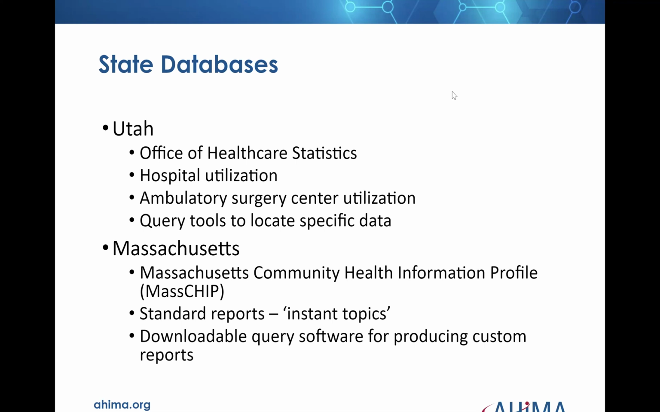They give you different ways of doing it in Massachusetts. The MassCHIP, the Massachusetts Community Health Information Profile. And in Massachusetts, for example, they have instant topics, and these are canned reports where you can click almost like a Business Objects or a Microsoft Access type of query and produce these kind of customizable reports.